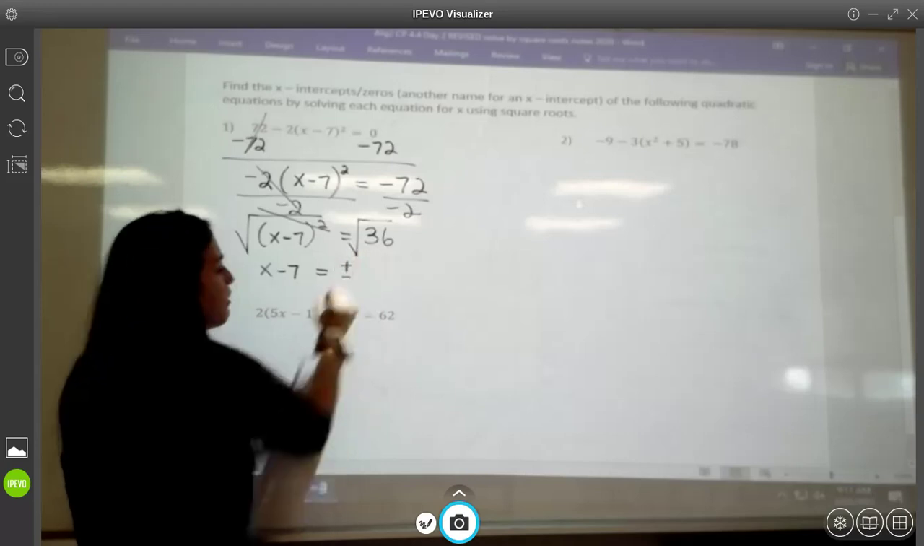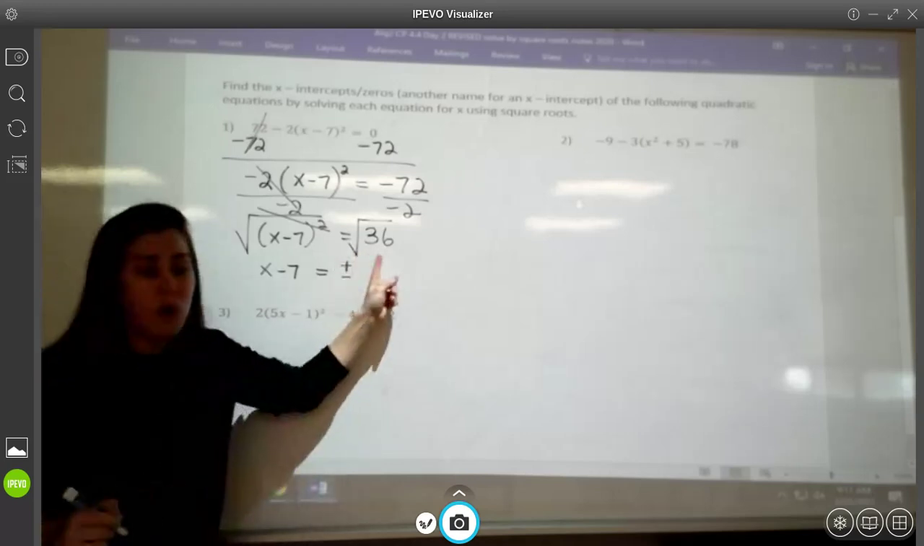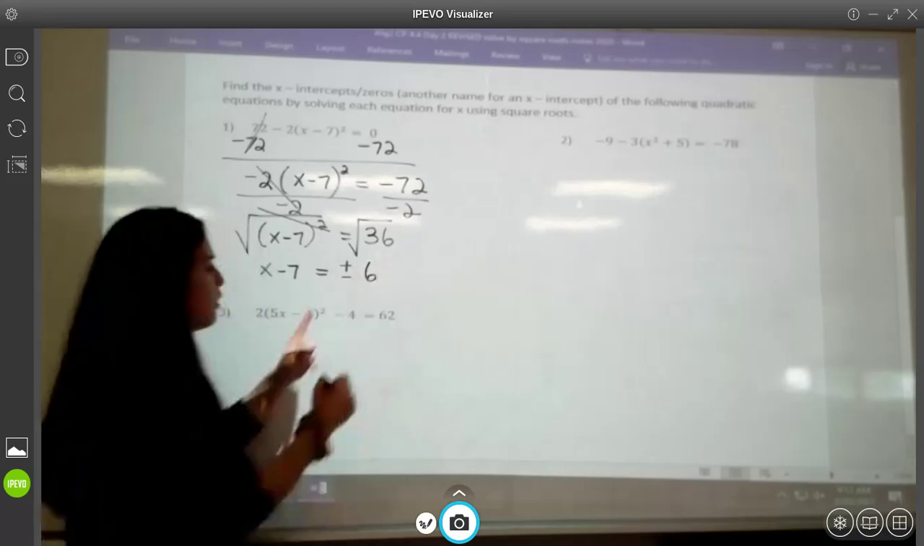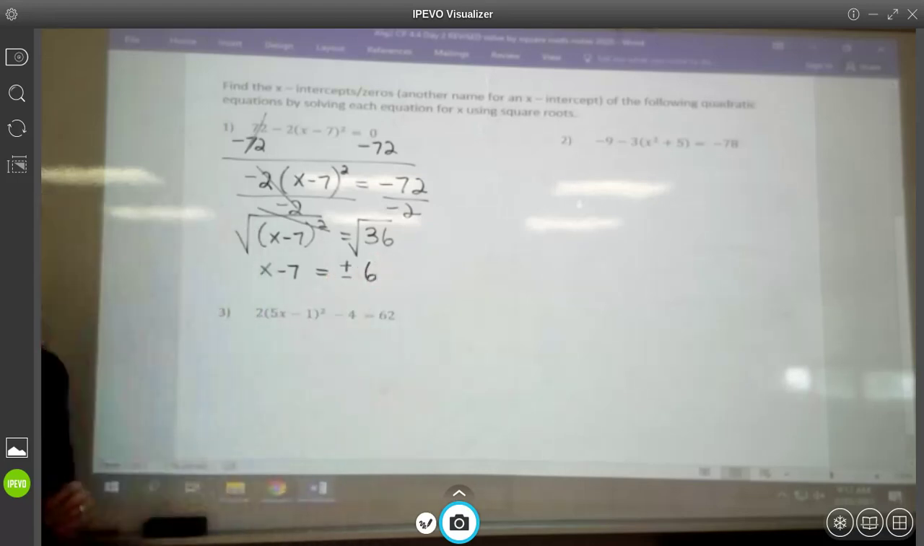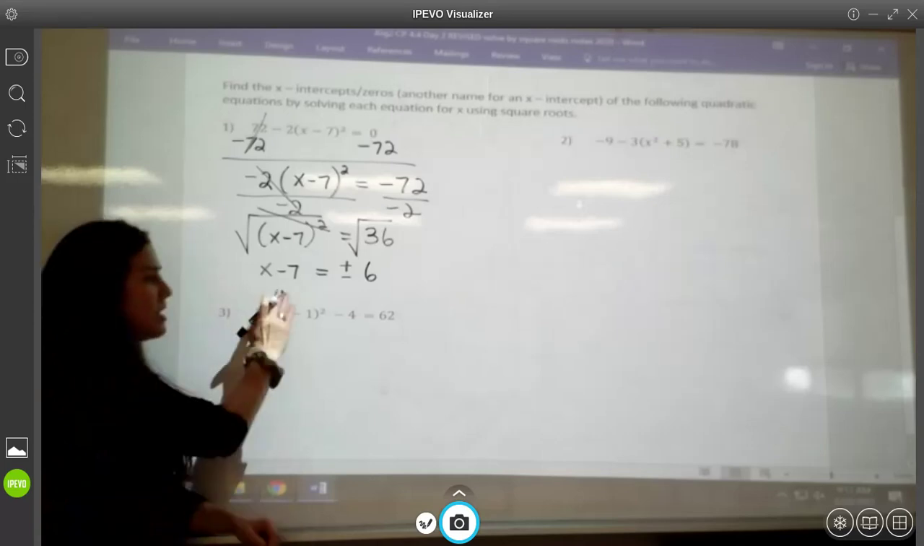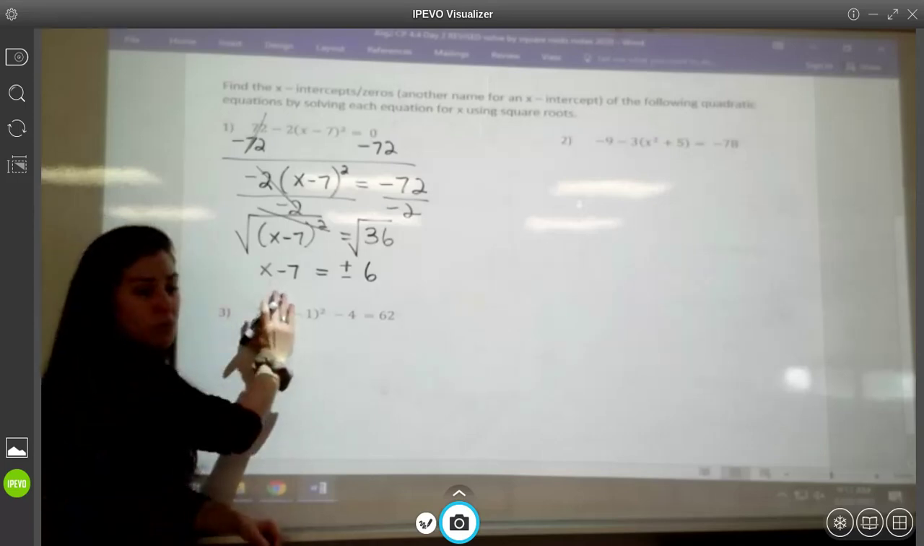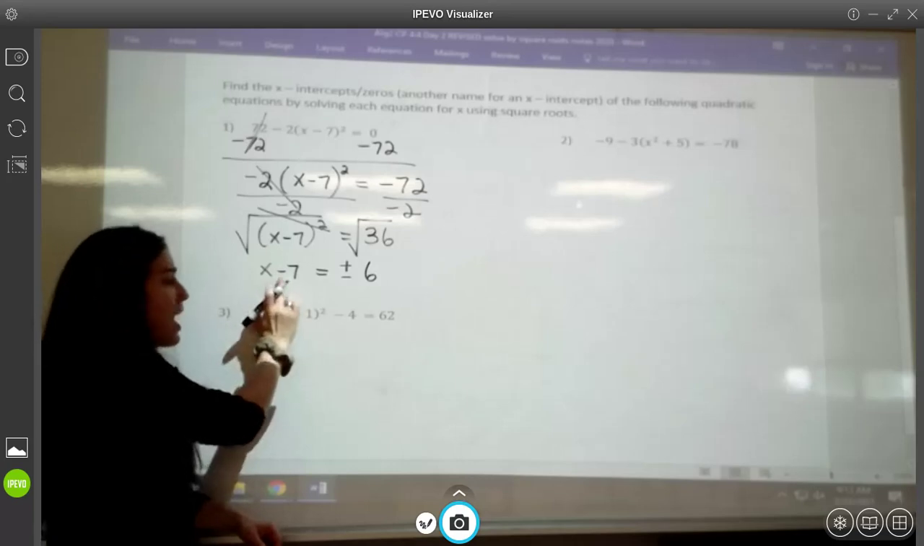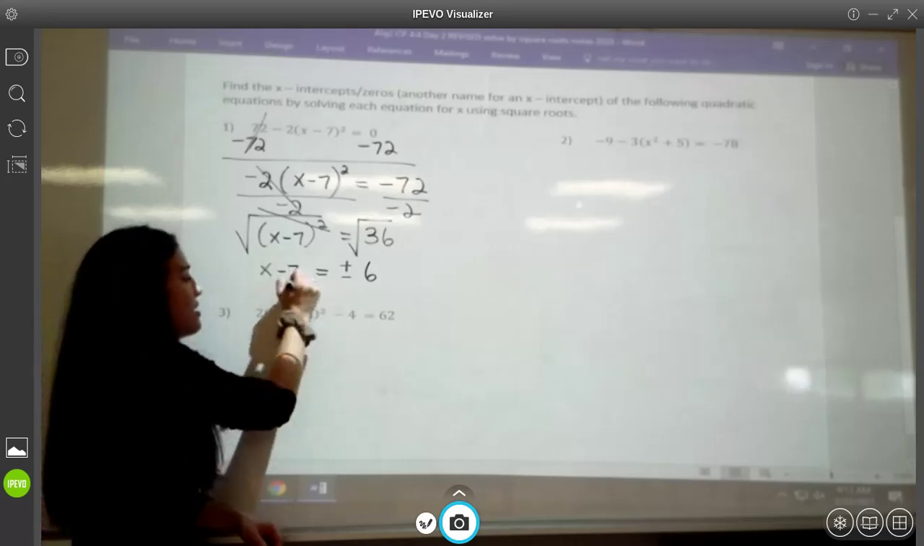So I get the positive or the negative answer. And what is the square root of 36? Thank the Lord, it's a nice number, it's 6. So it could have been positive or negative 6 that made this true. But the problem is, I'm not done solving for x, right? We have to continue solving until x is alone. So to do that, I have to add 7 to the other side.